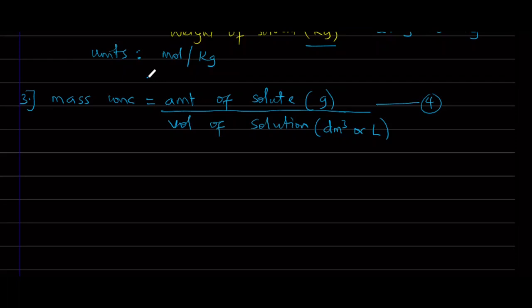So here, mass concentration is the amount of solute in gram over the volume of solution in Dm³ or liter. We can also obtain the unit for it: the amount of solute is in gram and the volume of solution is in liter. So mass concentration is expressed as gram per liter, or gram per Dm³. That means anywhere we see the concentration of solution expressed in gram per liter or gram per Dm³, it is known as mass concentration.